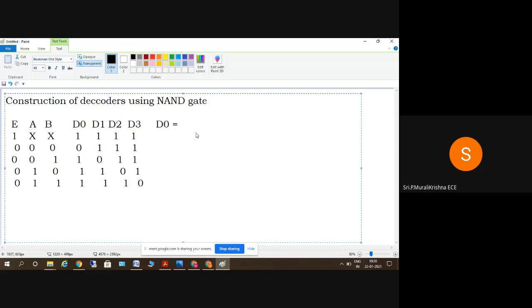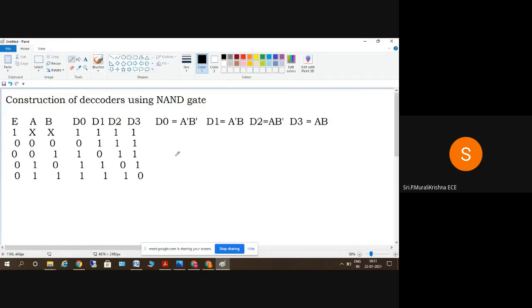D naught is equal to A bar B bar, and D1 is equal to A bar B, and D2 is equal to A B bar, and D3 is equal to AB. And we have one input called the enable input. We have to include that in the diagram. So the diagram will be like this.